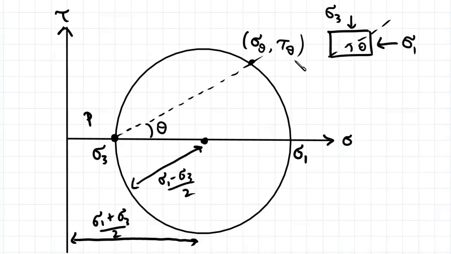Now something which is also beneficial to know, from the center of the circle to the normal stress and shear stress at a plane, this angle from the center is 2 theta. So it's double the angle from the pole. And this is just a property from circle geometry.